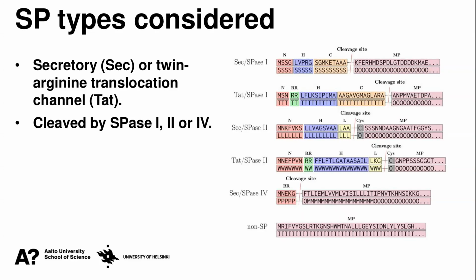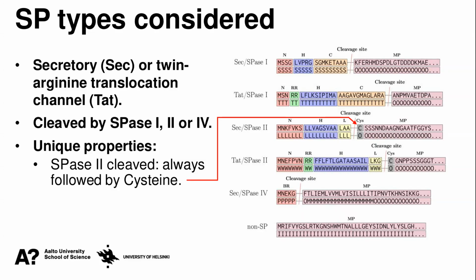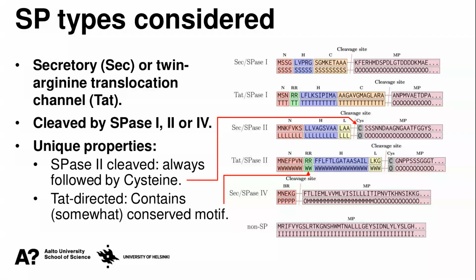The various signal peptide types that we consider in this work have certain properties. In signal peptidase 2 cleaved proteins, we highlight how signal peptides are always followed by the cysteine amino acid. Then, in twin arginine translocated proteins, the signal peptides directing those proteins always have a somewhat conserved twin arginine motif.